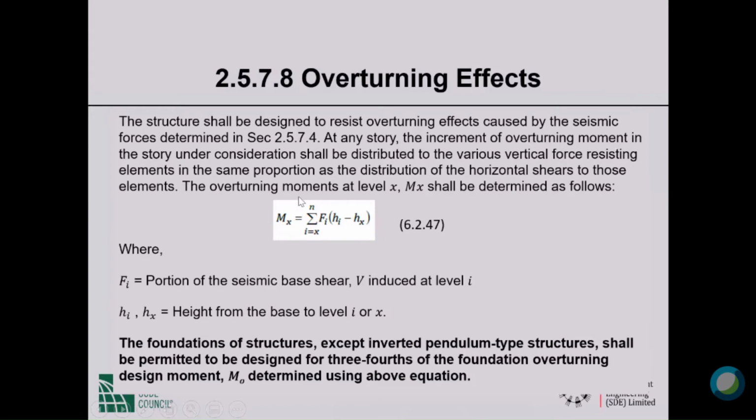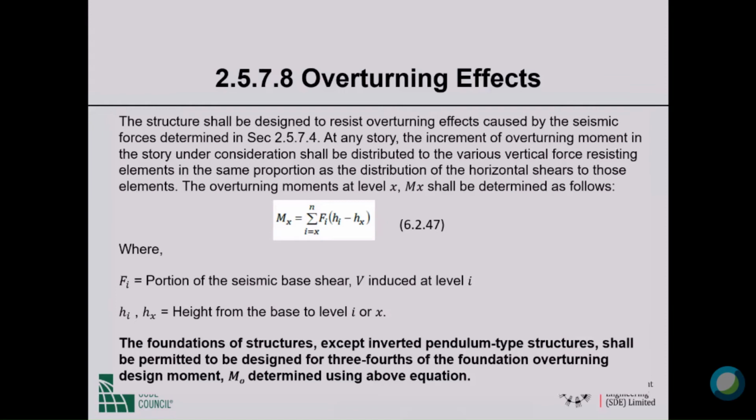But the important thing is that BNBC in 7.2.5.7.8 says the foundations of structures, except inverted pendulum structures... This is the only time I saw inverted pendulum mentioned. It is not defined or anything, at least I haven't seen it. Anyway, let's not go into that.